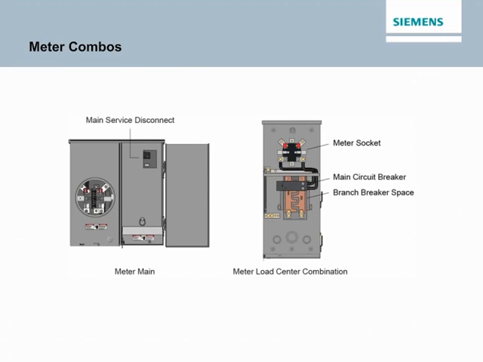Most commonly, the load center enclosure is separate from the meter socket. In some cases, however, circuit breakers are housed in the same enclosure as the meter socket. This type of product is referred to as a meter combo. When only a main circuit breaker is included, the device is called a meter main. If branch circuit breakers are also included, the device is called a meter load center combination.